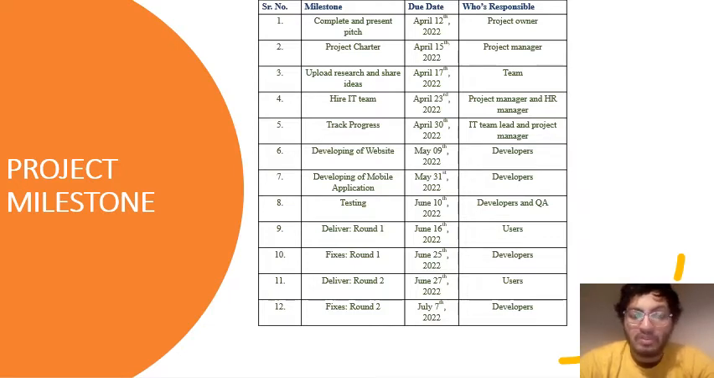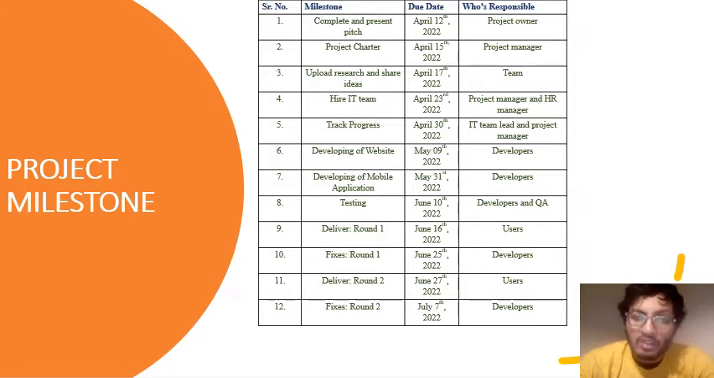I'm going to present 3 slides, and all 3 are metrics. The first one is project milestones. From the table, there are 12 milestones. The first one is complete and present page, which comes under the project owner's responsibility, and its due date is 12th April 2022. All the dates are in 2022. The second is project charter, which comes under project management, and the due date is after 3 days, April 15th.